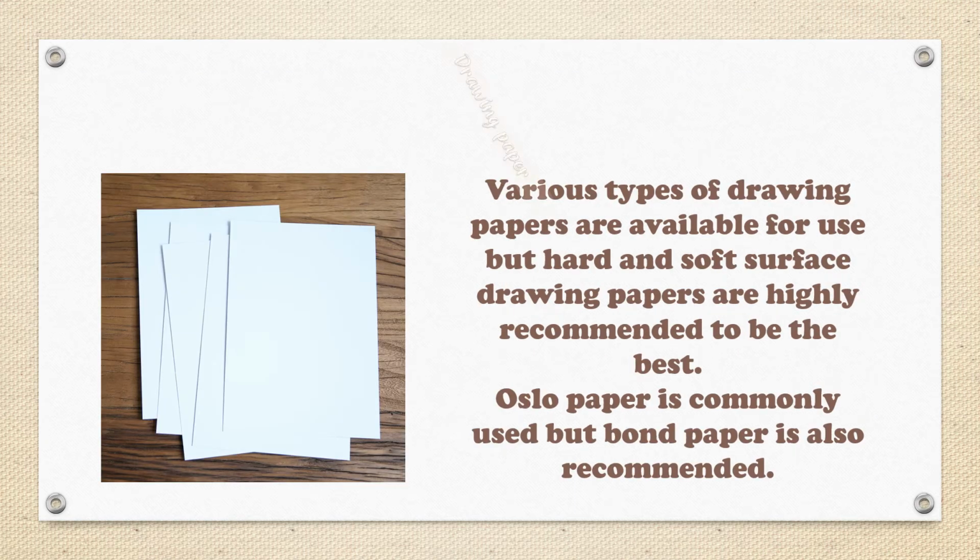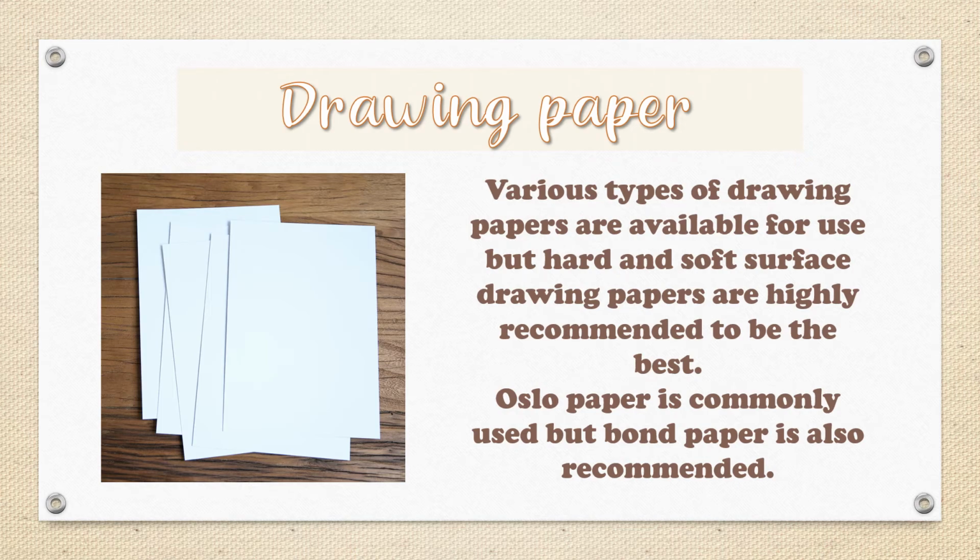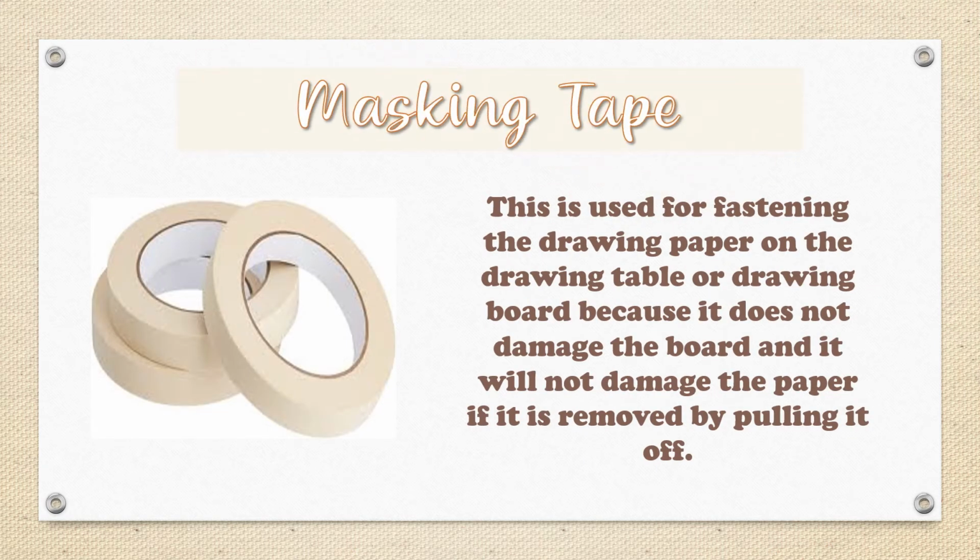Let us have first the drawing paper. There are various types of drawing papers that are available for use, but hard and soft surface drawing papers are highly recommended to be the best. Oslo paper is commonly used, but bond paper is also recommended. Second is the masking tape. This is used for fastening the drawing paper on the drawing table or drawing board because it does not damage the board and it will not damage the paper if it is removed by pulling it off.